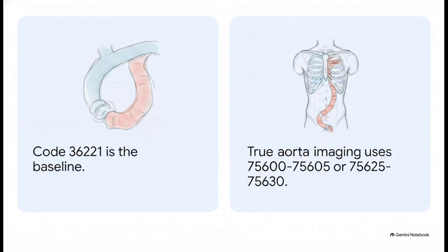So if the physician is actually performing true imaging of the thoracic aorta, which as you know uses CPT 75600 or 75605, or if they're looking at the abdominal aorta using codes 75625 or 75630, those procedures are entirely distinct from your baseline arch injection. You absolutely have to clearly distinguish between a foundational arch injection and a true dedicated aorta study.